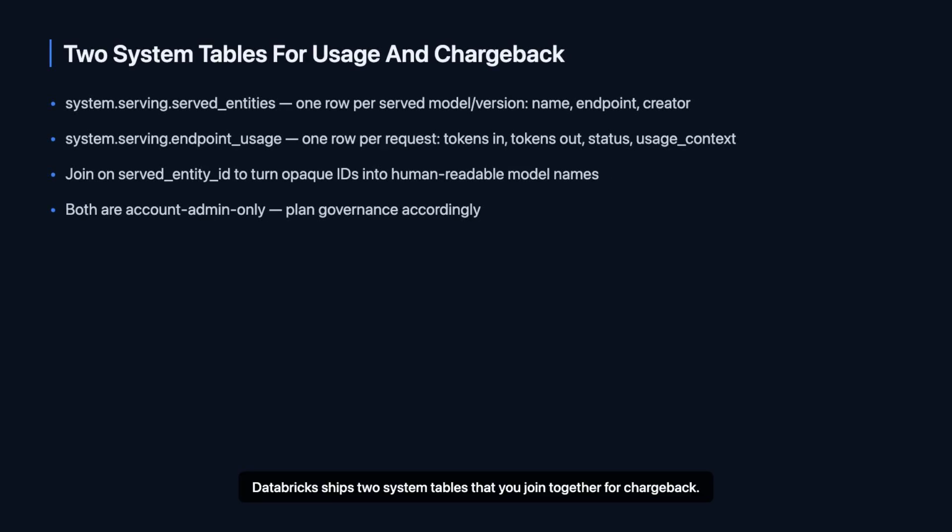Databricks ships 2 system tables that you join together for chargeback. Start with system.serving.served_entities. That's the lookup dimension, 1 row per model and version, with the model name, the endpoint, and the creator. Then system.serving.endpoint_usage has one row per request, with input and output token counts, the status, and the usage_context map. You join them on served_entity_id to turn an opaque hashed ID into a human-readable model name.